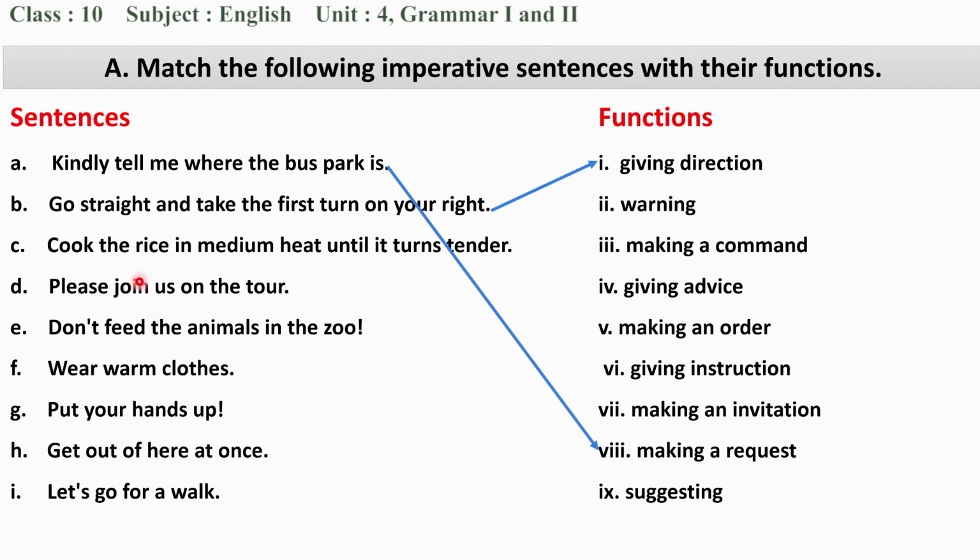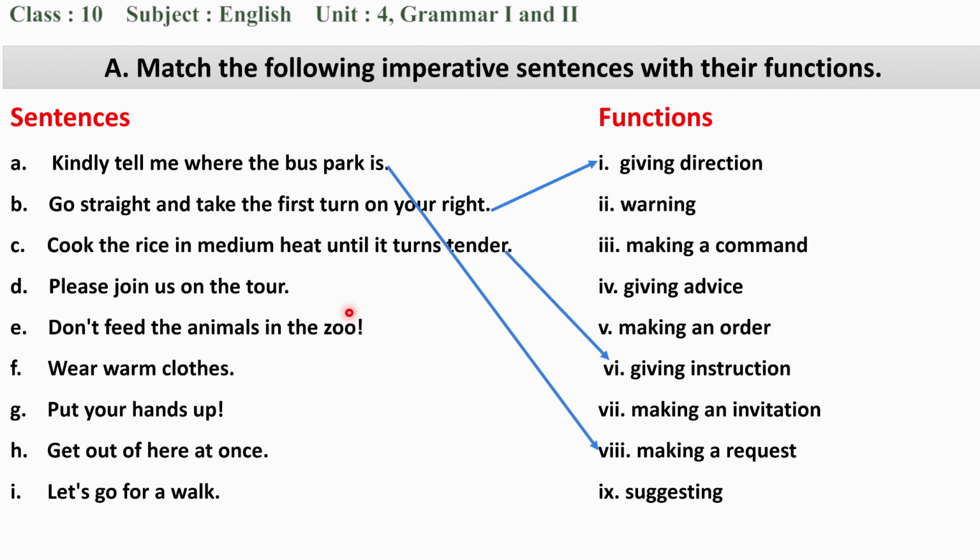Next we have, cook the rice in medium heat until it turns tender. So what function does this sentence serve here? What is it? Okay, let me show you. Giving instruction. Okay. Next, please join us on the tour. We are going on a tour. Please join us. So what does it mean?